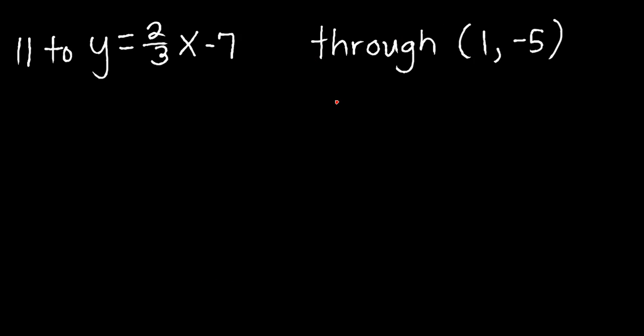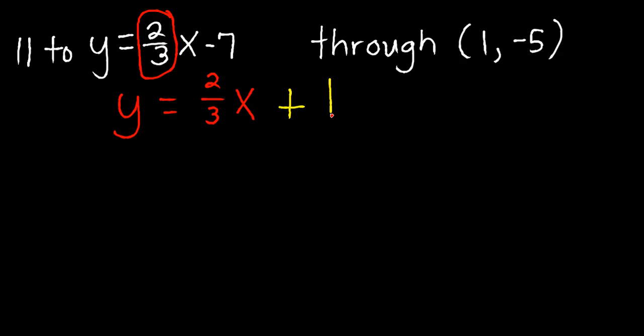This is the exact same problem. I'm wanting the equation of a line that's parallel to this equation through this point. Well, again, all I really need is the slope from this equation. I know that my new equation is going to be y equals 2/3 x plus or minus some number here. We don't know what that number is, so I'm just going to call it b. But I do know that since it goes through this point, 1 comma negative 5, those values for my x and y have to work in my new equation. So let me go ahead and plug them in right now, and I'm going to figure out what b has to be for this to work.